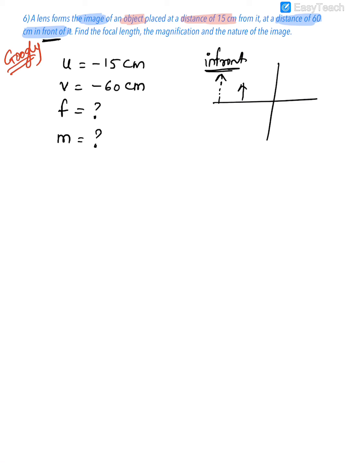Next problem, number 7. A lens forms the image of an object placed at a distance of 45. So guys, look here, object is placed at a distance of 45 centimeter. Image is formed where? On a screen. So I'll just highlight it with another color so that you can make out. The image is formed on a screen. So it's a real and inverted image. Where is the screen placed? 90 centimeter on the other side of it. Also given other side.